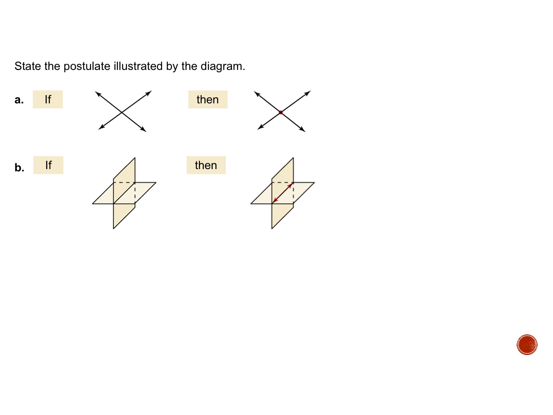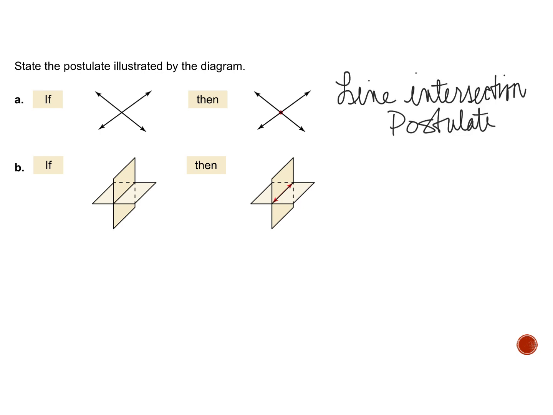If you go back and look at your postulates list, we can see that this is what we call the line intersection postulate. And this postulate states if 2 lines intersect, then their intersection is exactly 1 point. And that's exactly what we have going on right here, where we have 2 lines here and here, and they intersect at that 1 single point.